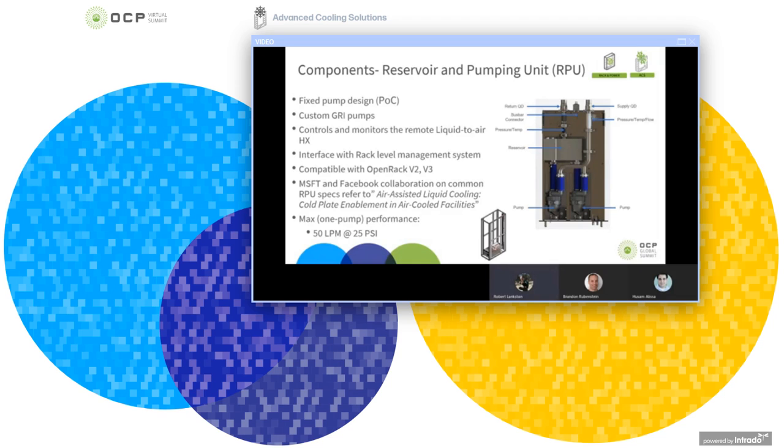The RPU will interface with the rear door heat exchanger to manage and monitor its differential pressure and fan speed as well. The internal control system will vary pump and rear door fan speeds to maintain defined operating conditions such as flow rate and temperature. It will also interface with a rack level management system to allow for external monitoring and adjustment of operating conditions.